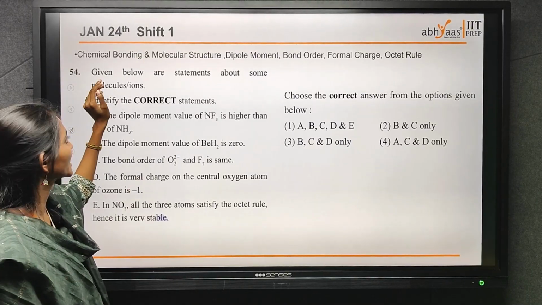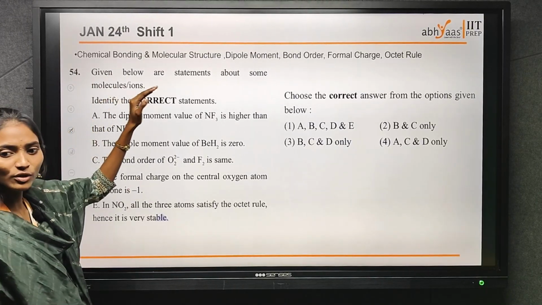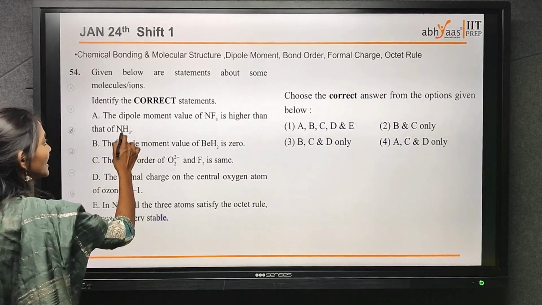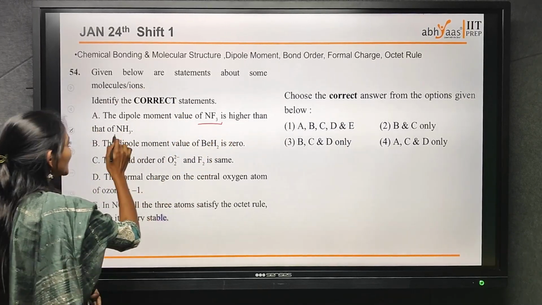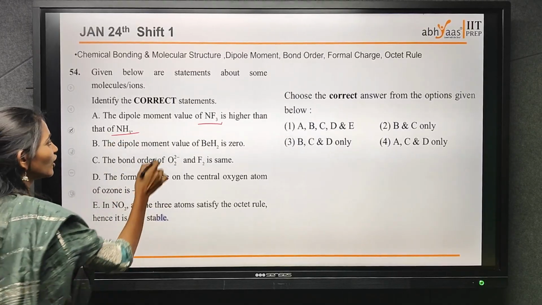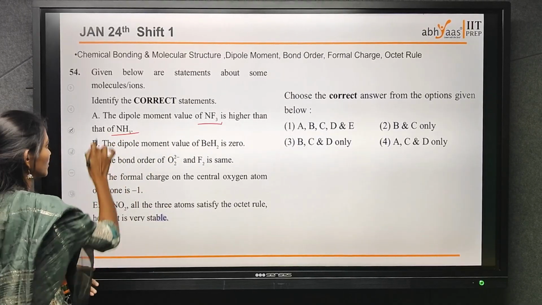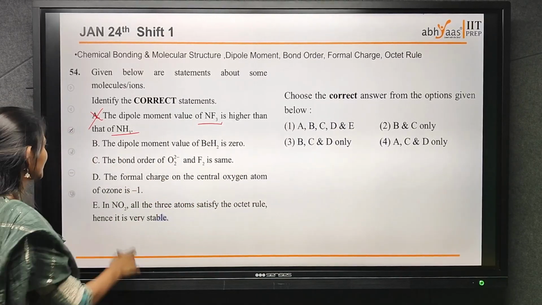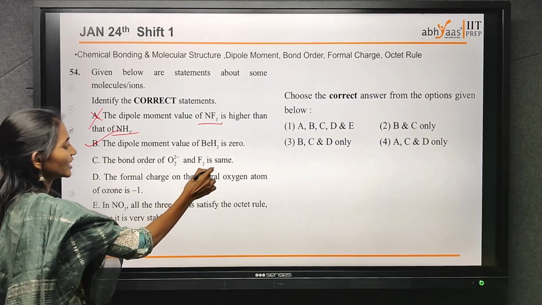This question was asked from chemical bonding, right? So given below are statements about some molecules. Identify the correct statement, they are asking. The dipole moment value of NF3 is higher than that of NH3. Not at all. NF3 is lesser than NH3. This statement is not correct. The dipole moment value of BH3 is 0. Yes, right. And the bond angle of O2 and F2 is the same.